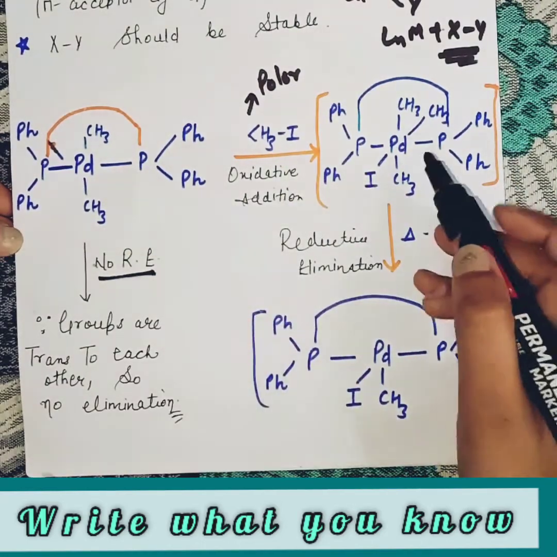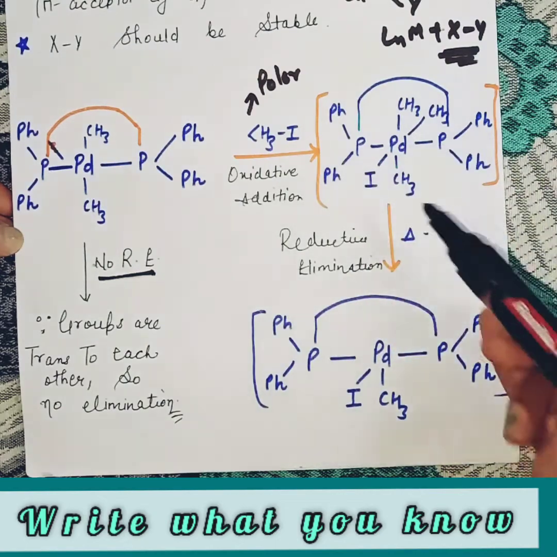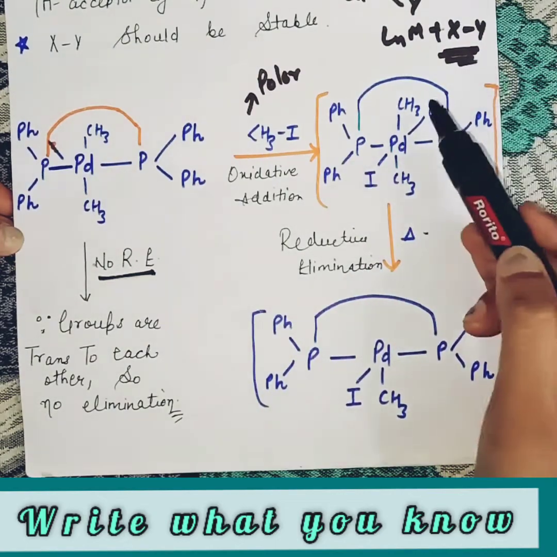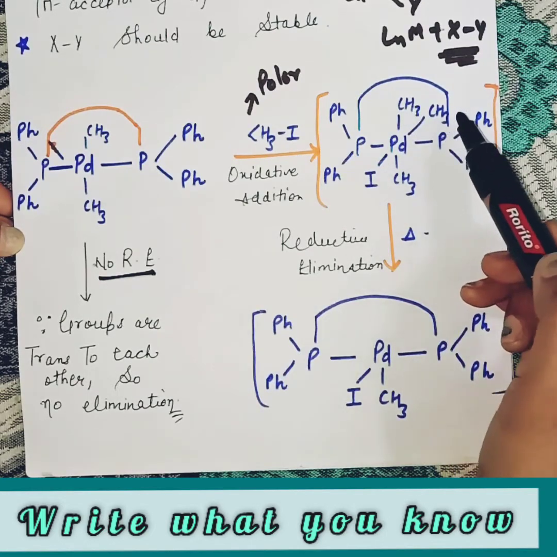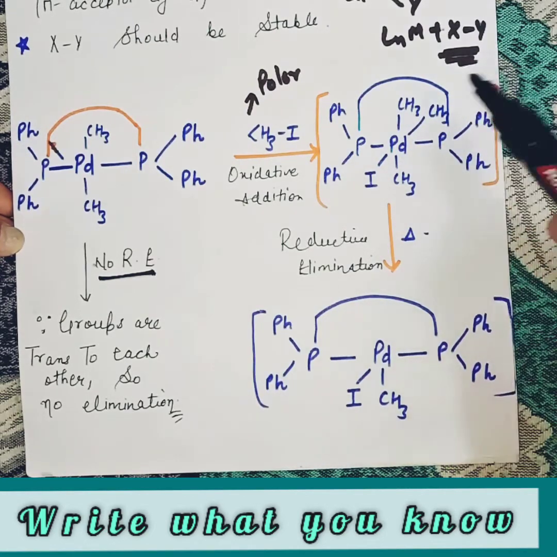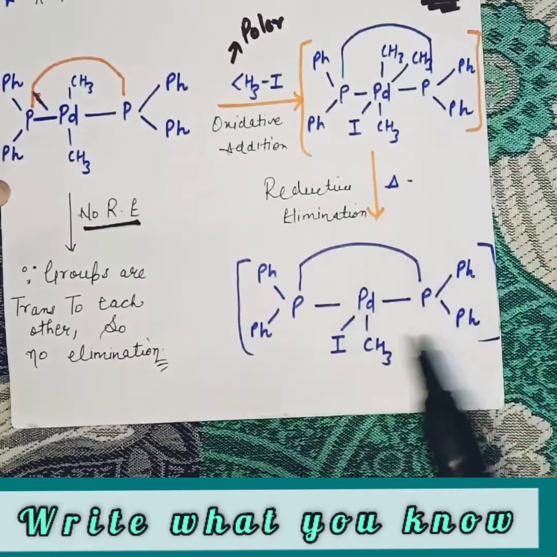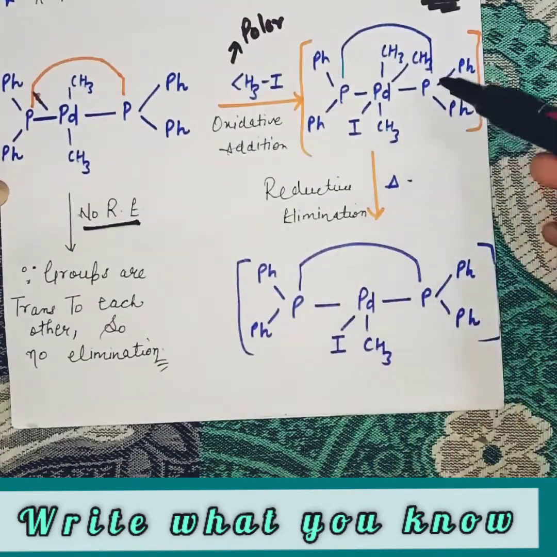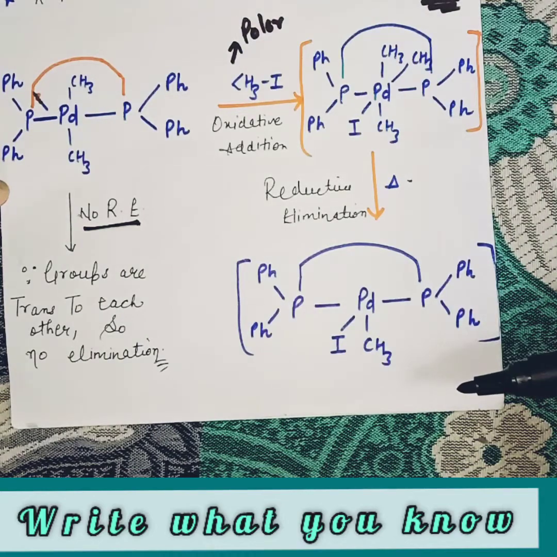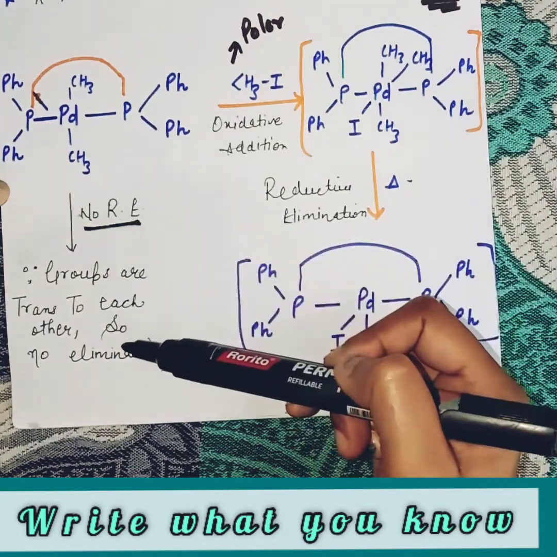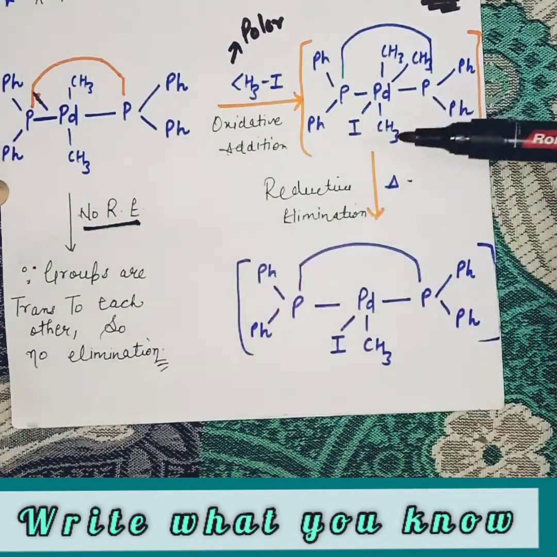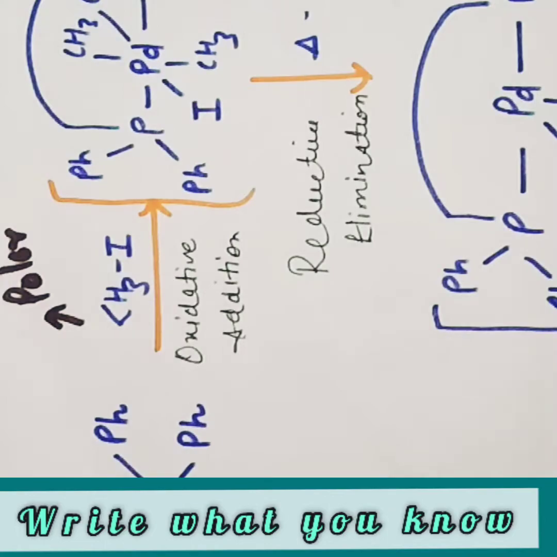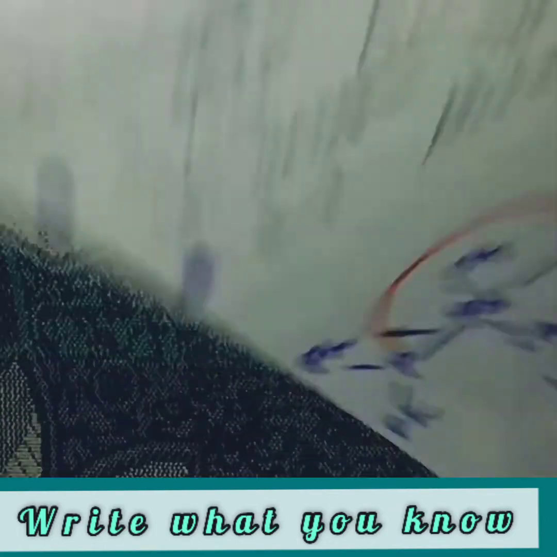Now see, if we do reductive elimination, these are two hydrocarbons and both are at cis position to each other. So these are removed from the complex in this way, and reductive elimination occurs in this complex. So direct reductive elimination is not possible, but if we do oxidative addition first, then reductive elimination will occur. I hope you really understand, guys. So let's discuss the next reaction.